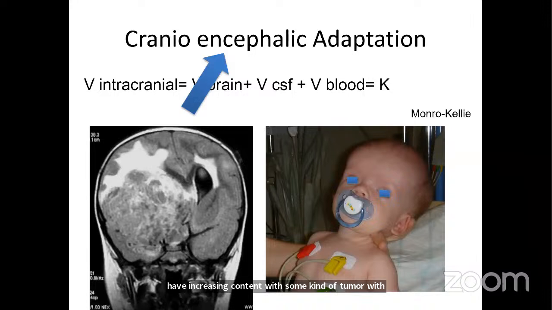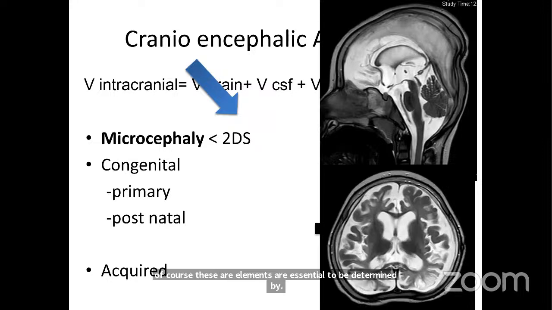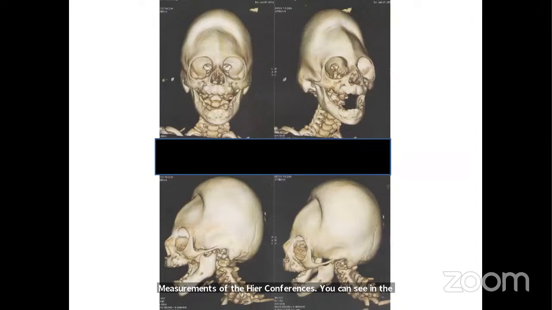Now, conversely, we can have an atrophy that will lead to a reduced brain volume, and thus we will have a microcephaly. And of course, these elements are essential to be determined by the measurements of the head circumference. And you can see in the very severe cases, the atrophy will lead to a reduction of growth and a modification of the skull shape.